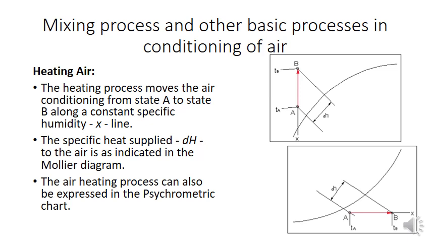So the air heating process can be expressed similarly on the Mollier chart as well as on the psychrometric chart. Whichever feels comfortable we can use, but because we are continuing with the psychrometric chart, it's better to continue with it only, so the process can easily be identified. So this is the process of heating air.